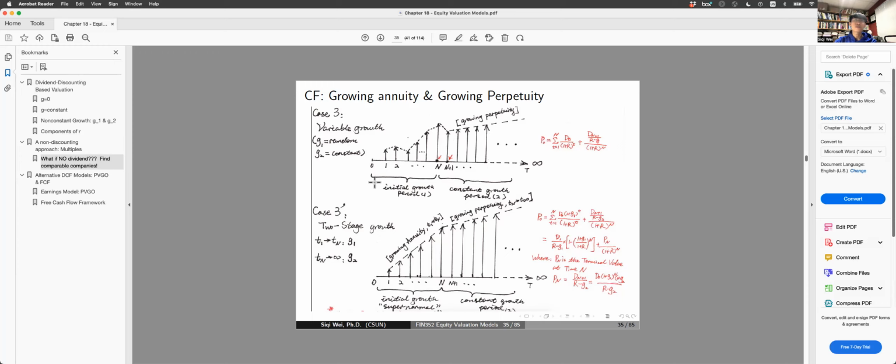If the first stage has no pattern at all, we call it a variable growth model. We want to discount back all these cash flows one by one, period by period, to the present, and sum them up. That's the present value of the first stage dividend payout. On the second stage, you have a growing perpetuity, so you can use that Gordon growth model to discount back your second half of the cash flow to the present.